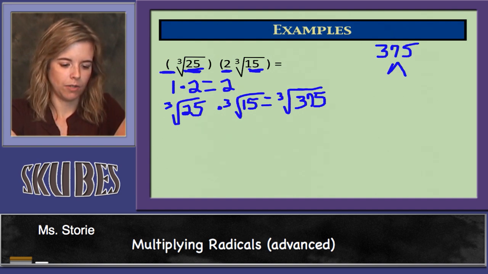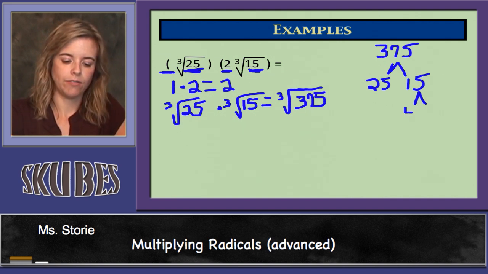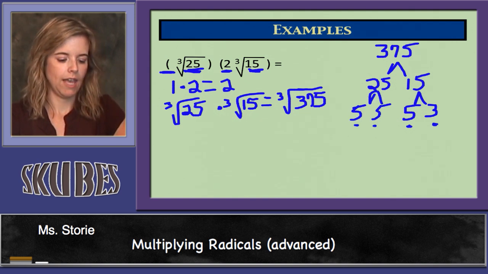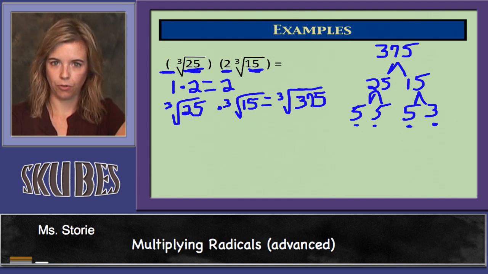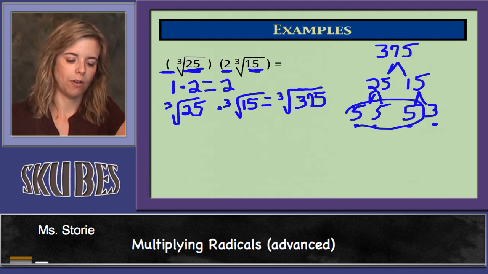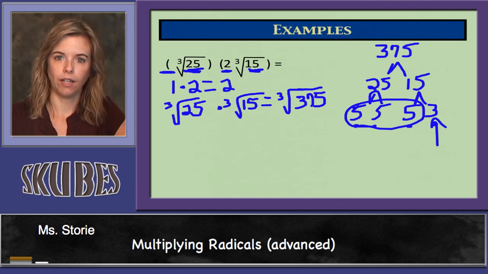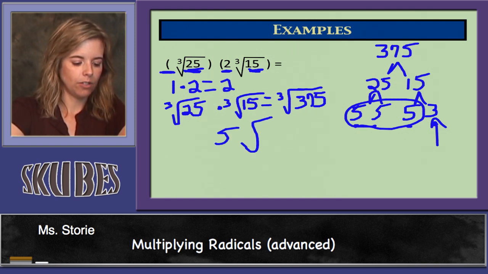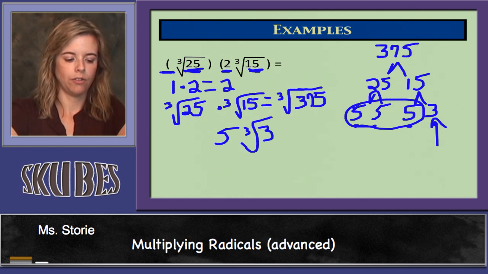Well, I know it's going to be 25 times 15 because that's how I just created it. Then I've got 5 times 3, both primes, 5 times 5. And since I'm looking for a cube root, I'm looking for groups of 3. I have a group of three 5's and a leftover 3. So out comes the 5. It's still cube root with my lonely 3 underneath.